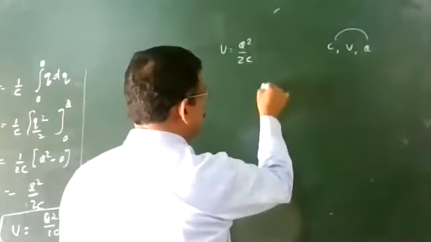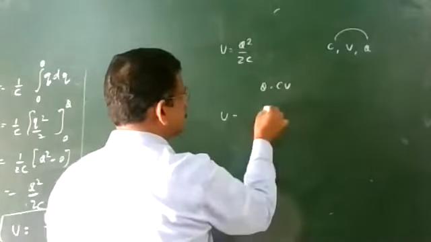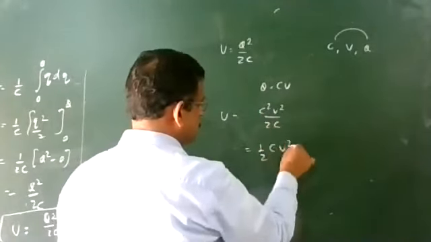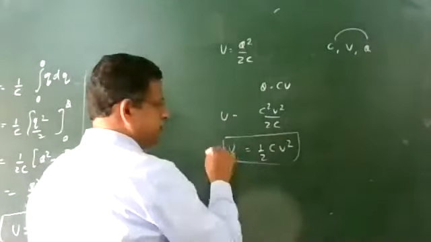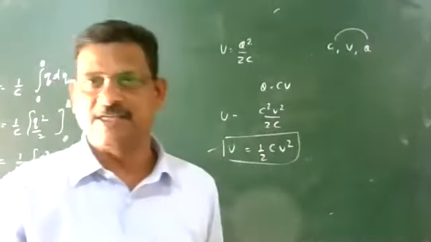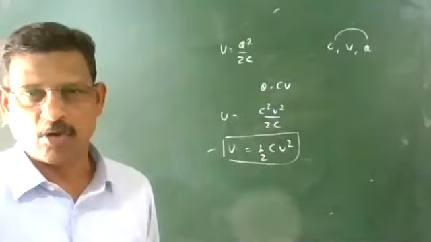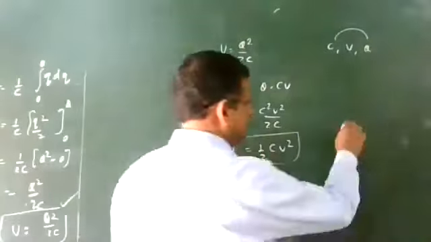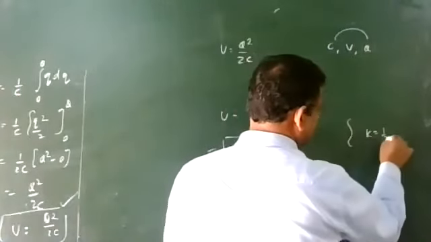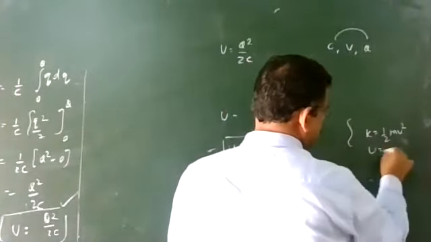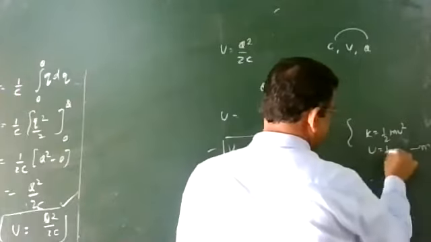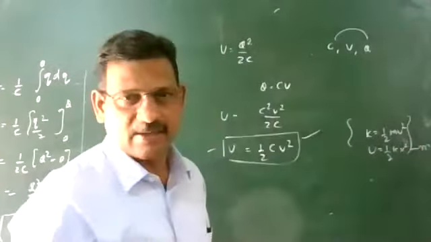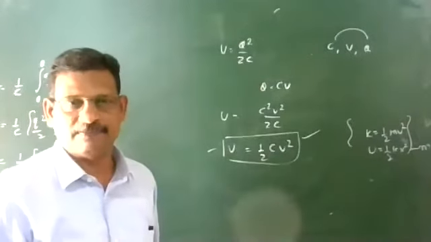Now I am putting the value Q equal to CV. So the energy becomes C square V square divided by 2C, that is half C V square. This is a very common form of equation for energy. Just like kinetic energy is half mv square, and the potential energy in a spring is half kx square. It is all the same format of equation. Energy in the capacitor is half CV square.